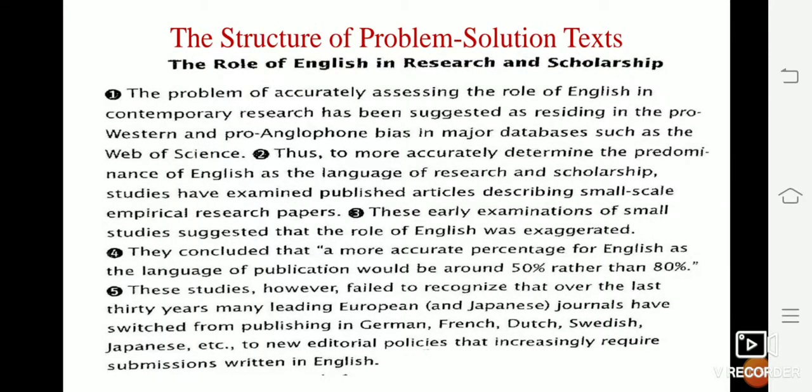Can you now please look at this example? Yeah, this is the example of the problem solution text. Okay, look at the structure. So the title is The Role of English in Research and Scholarship. Please look at it, everyone. I read for you. Okay, so the problem of accurately assessing the role of English in contemporary research has been suggested as residing in the pro-Western and pro-Anglophone bias in major databases, such as the Web of Science. Yeah, so they talk about the situation, everyone, the situation, okay? Yeah, this is the situation.